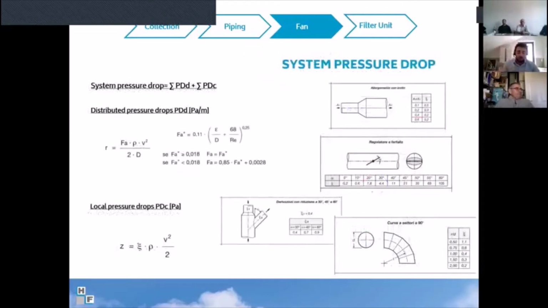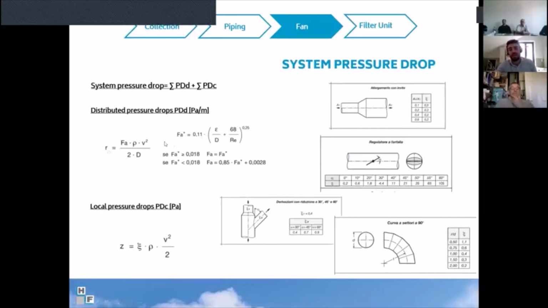So first of all, we already collected the information, and we can start to calculate the pressure drop of the system. The total pressure drop is composed of two different values. The distributed pressure drop made by the straight piping, so it is the summary of all the straight piping.